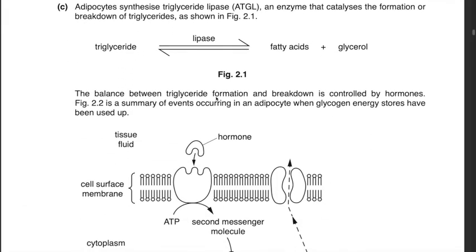Part C. Adipocytes synthesize triglyceride lipase, an enzyme that catalyzes the formation or breakdown of triglycerides as shown in figure 2.1. The balance between triglyceride formation and breakdown is controlled by hormones. Figure 2.2 is a summary of events occurring in an adipocyte when glycogen energy stores have been used up.